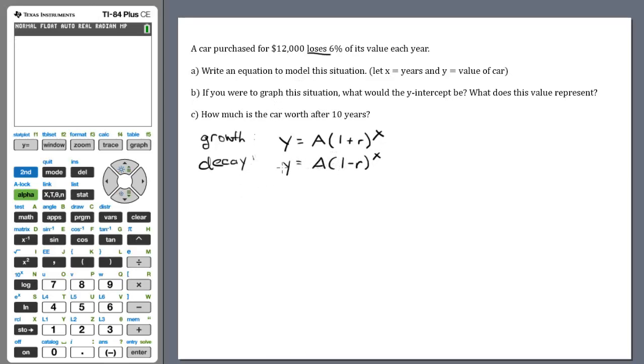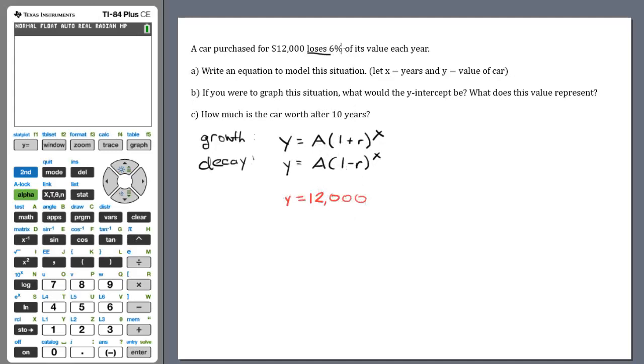So let's think about a couple things before I write out the equation. So y is going to be the value of the car. A is going to be the starting amount. So what should the starting amount in this equation be here? Let me do this in a different color so we know that it's going to be our actual answer. What should the starting value here be? In this case, the starting value should be $12,000 because that's how much the car costs when we buy it.